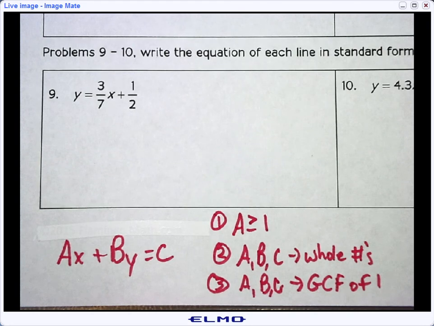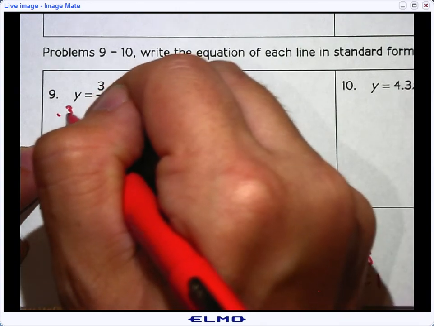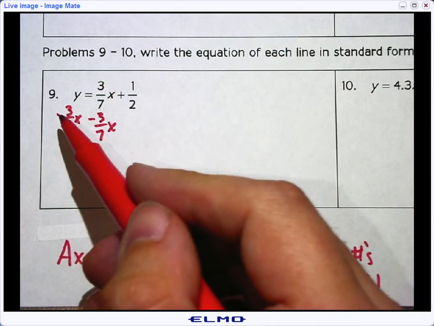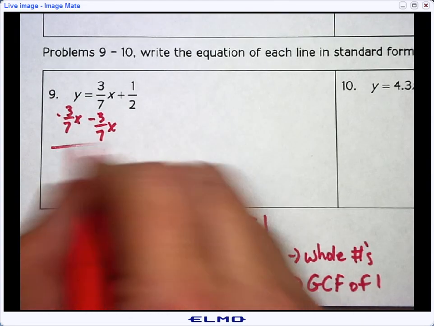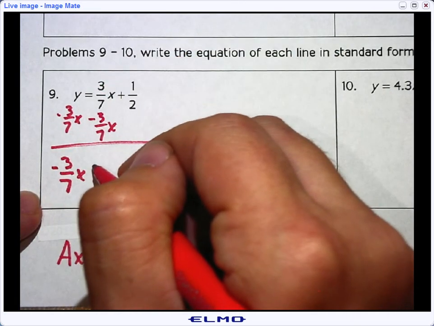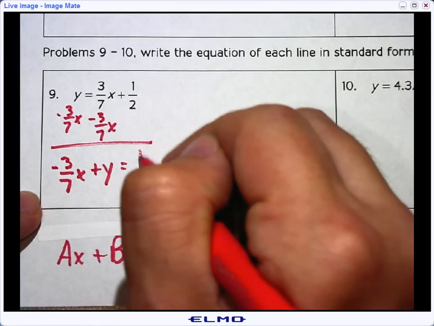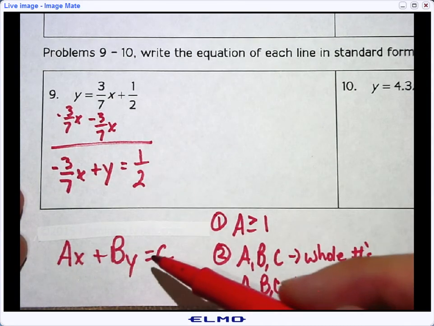First thing I'm going to always do is make sure that each term is in the right place. So I need the X and the Y on the left side with the X up front, and then the constant on the right side of the equals. So I need to subtract this 3 over 7x from both sides to get the x on the correct side. So if we have nothing but we take away 3/7 x, that's going to give me the new equation of a negative 3 over 7x. That's a positive y, so plus y equals positive 1/2.